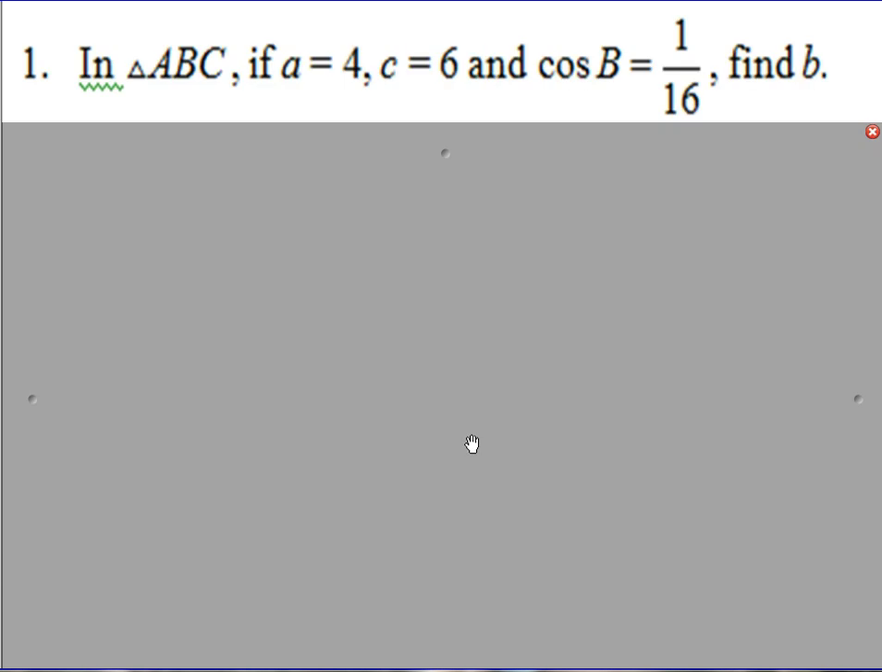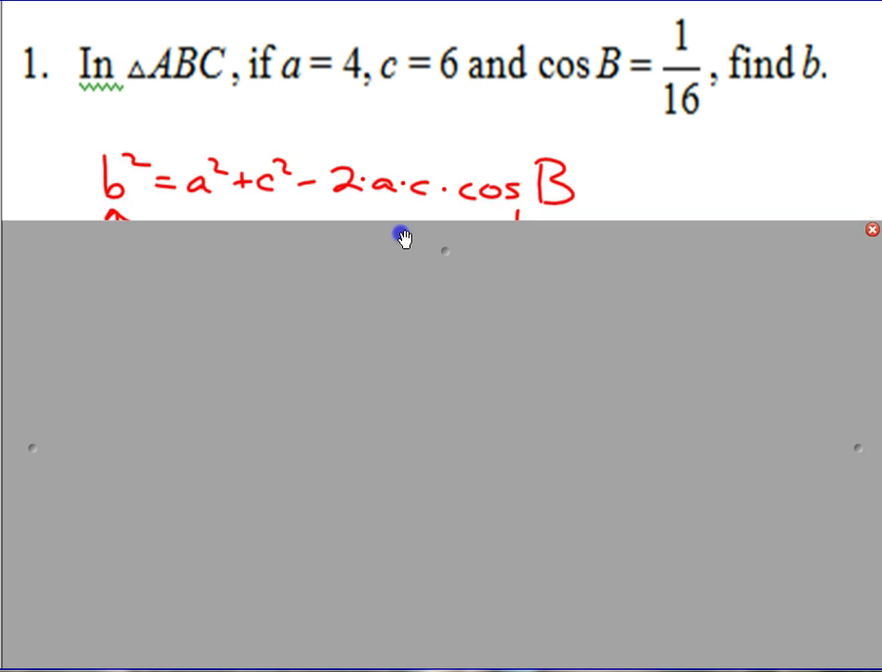Okay, I skipped this one initially because it's a little strange, and it's given information that instead of giving us the measure of angle B, it's telling us what the cosine of B is equal to. But that's no problem. We're still going to set up our law of cosines the same. So write down on your paper your version of law of cosines that involves angle B, as well as sides A, B, and C. Play the recording when you've got it.